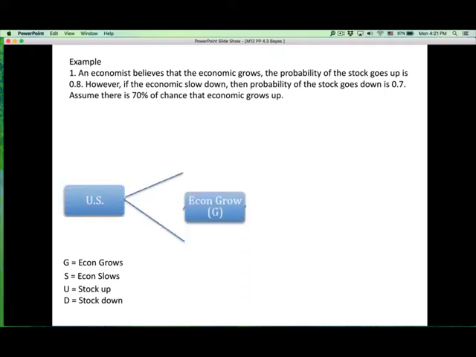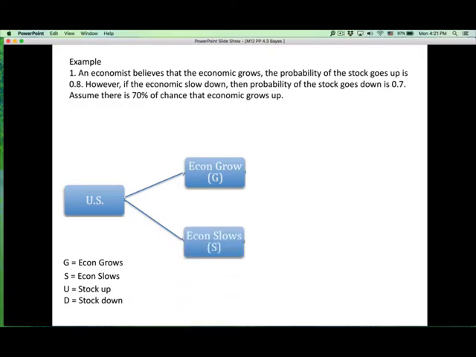Okay, and then first step, we're gonna define the variables in here. We're gonna let G represent the economic growth. S, that will be economic loss. U, that will be the stock goes up. D, that will be the stock goes down. Okay, so now let's try to use the tree diagram. So, either the economic growth or economic loss.